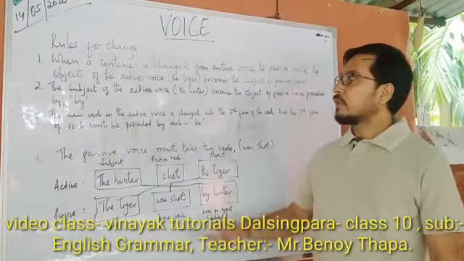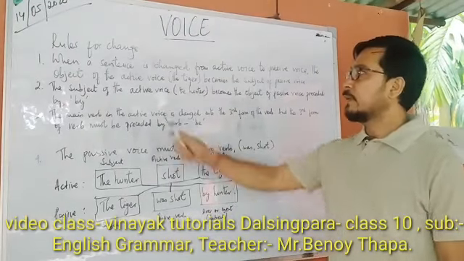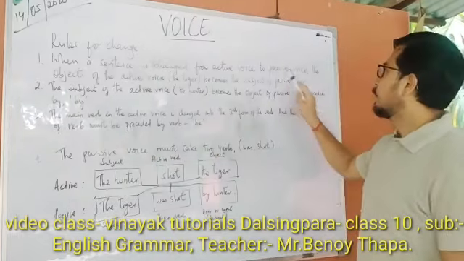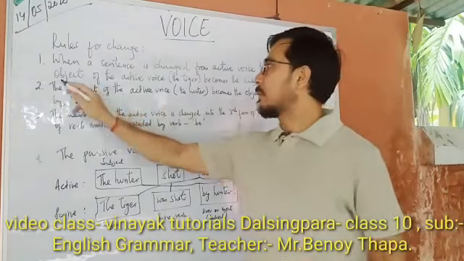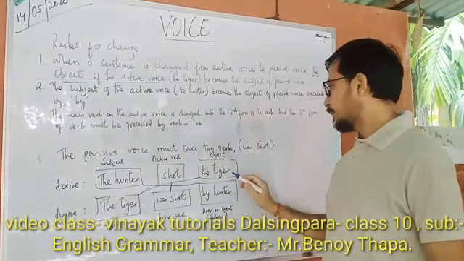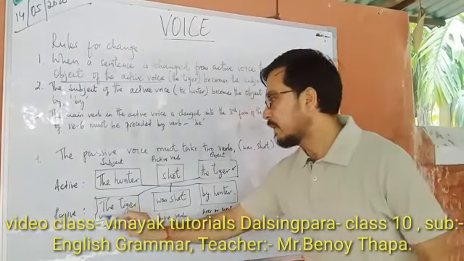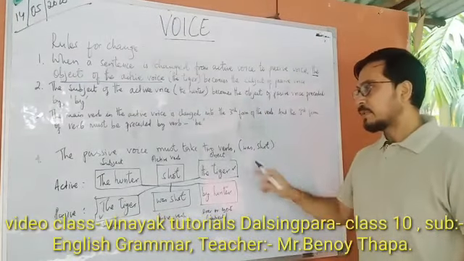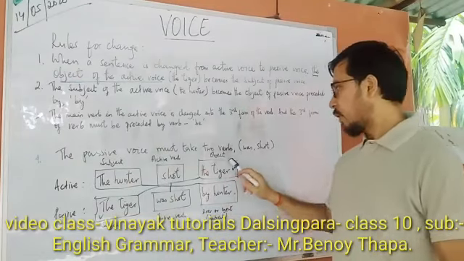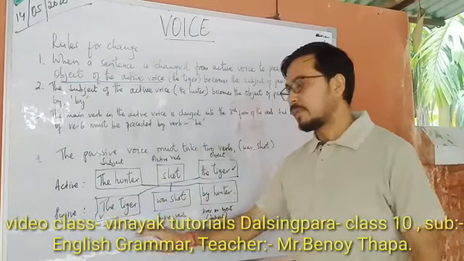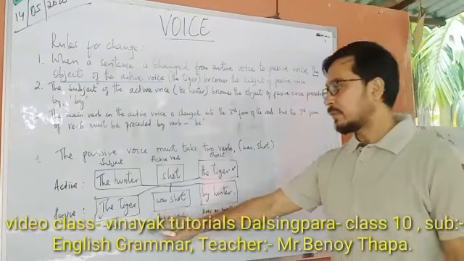Now I'm going to explain the rules for change. There are 4 rules. I'll go number-wise. Number 1: when a sentence is changed from active voice to passive voice, the object of the active voice, that is the tiger, becomes the subject of the passive voice. Look, in active voice it's an object. In passive voice, it becomes the subject of the passive voice.